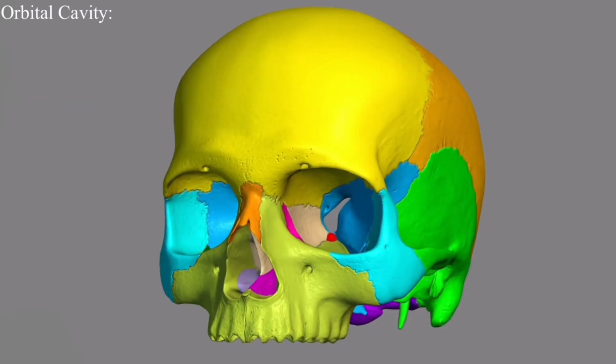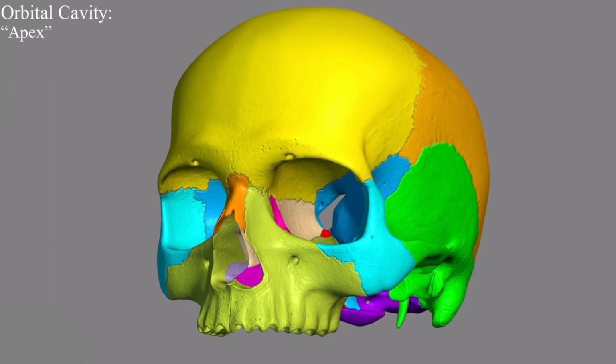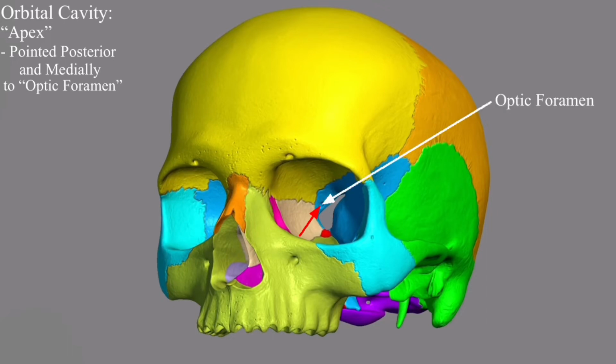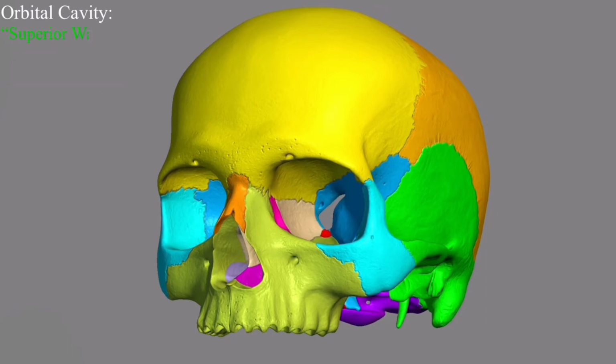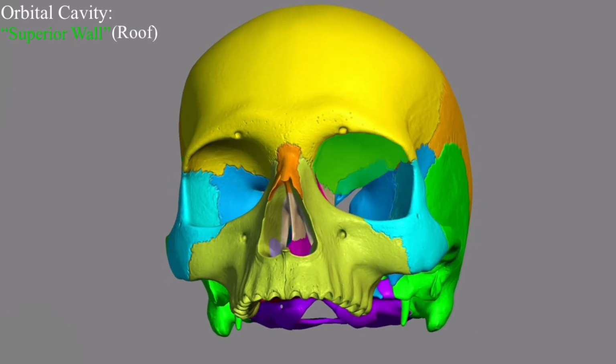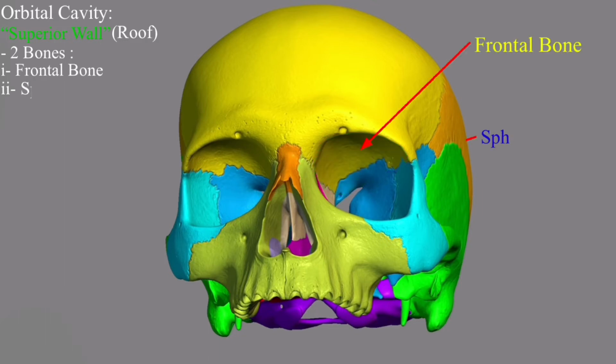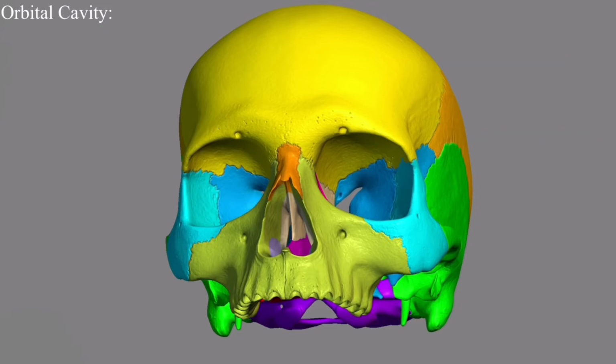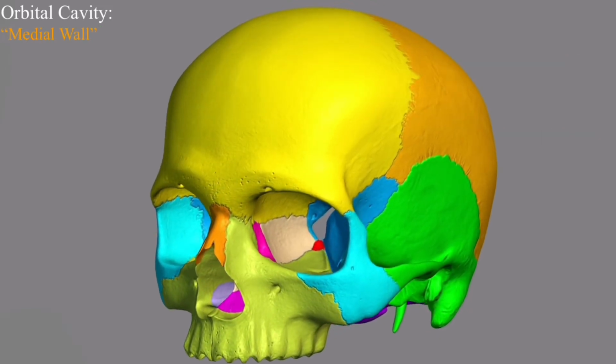First, we will discuss the apex of the orbital cavity. As I said, the apex is pointed posteriorly and medially into the optic foramen. Next is the superior wall or roof of the orbital cavity. As you can see, the superior wall is formed by 2 bones, the frontal bone and the sphenoid bone. And in the sphenoid bone, it is the lesser wing of the sphenoid bone that forms the superior wall of the orbital cavity.